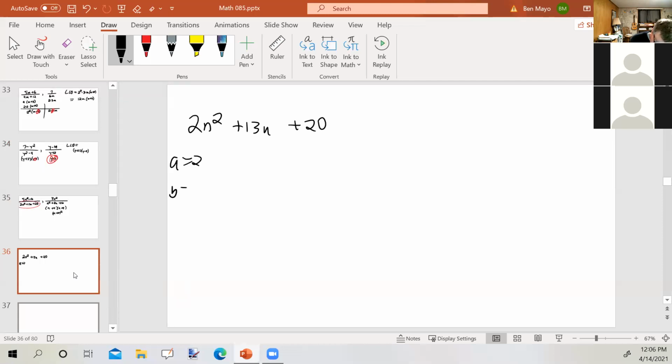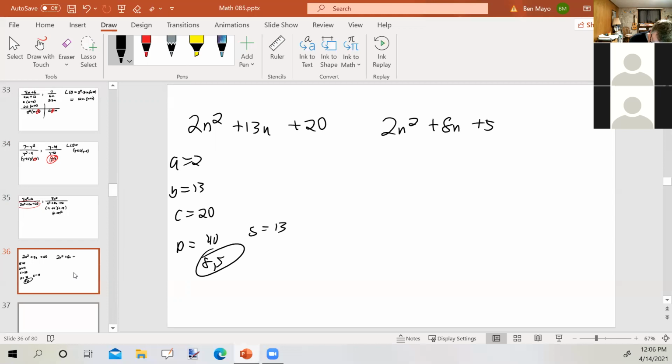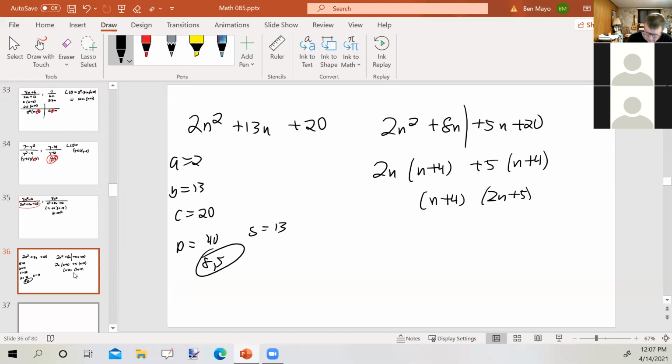A is 2, B is 13, C is 20, the product is 40, the sum is 13, and the numbers are 8 and 5. So 2n squared plus 8n plus 5n plus 20, factor by grouping: 2n times n plus 4, plus 5 times n plus 4. n plus 4, 2n plus 5. I know I zipped through that.